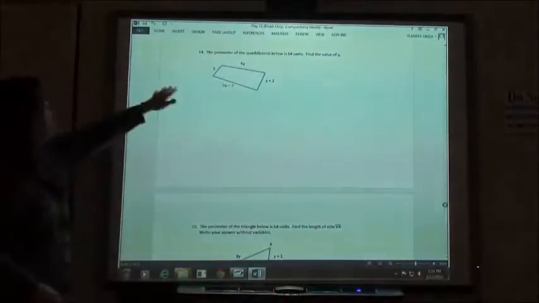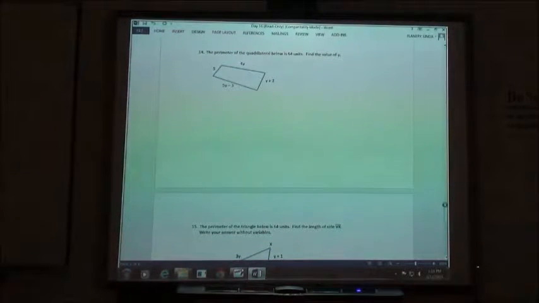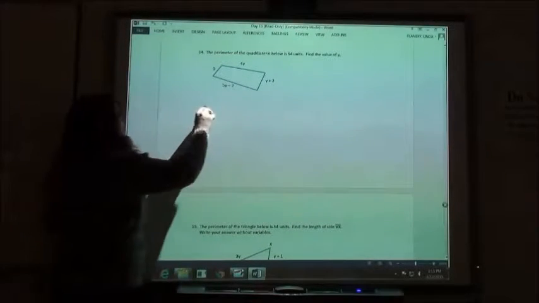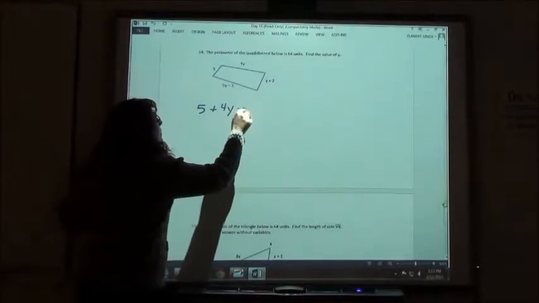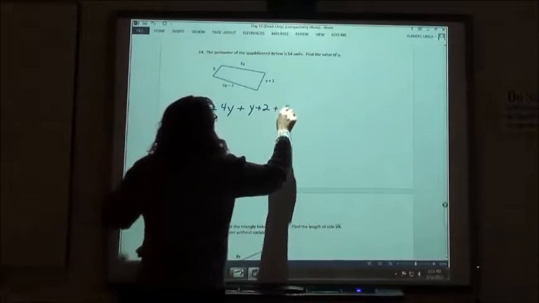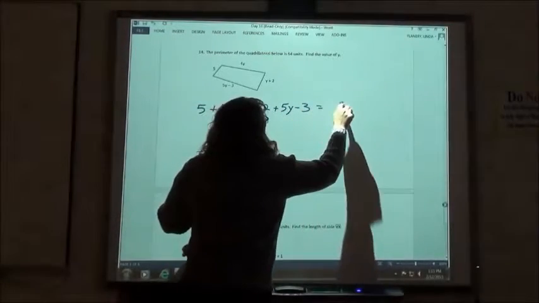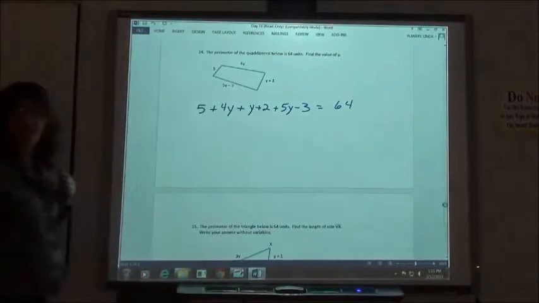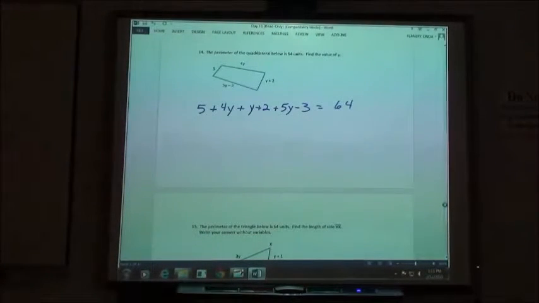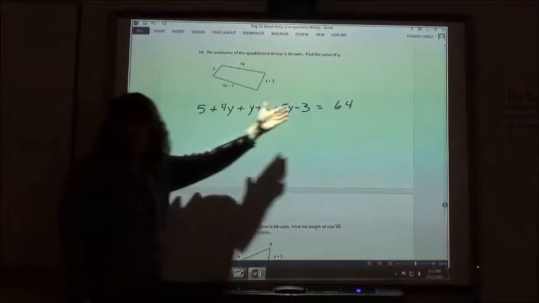So, the perimeter of my quadrilateral is 64 units. Now, since it's not a square or a rectangle, we don't have a special formula. We know to find perimeter, we're just adding all the sides up, right? So we're going to say 5 plus 4y plus y plus 2 plus 5y minus 3 has to equal my 64 units. So they need to be like terms. So we're going to combine all our like terms and shorten this up here, right?